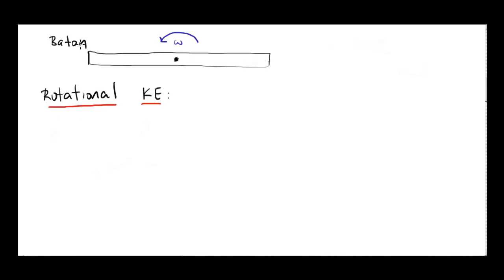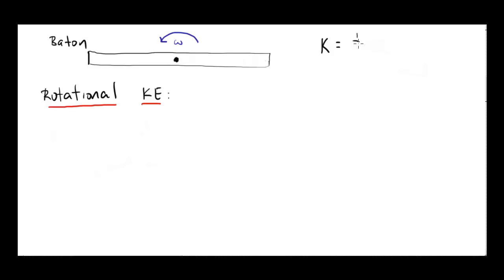So what I've got here is a baton, a long thin rod that's being twirled or spun about its center point. Here is the center point right there, and it's being spun with a counterclockwise, or positive, omega. The first thing I'd like to think about is, what would be the kinetic energy of this rod as it's spun? It's a moving mass, so it should have kinetic energy. And we recall from a little while back that the kinetic energy is given by this equation.